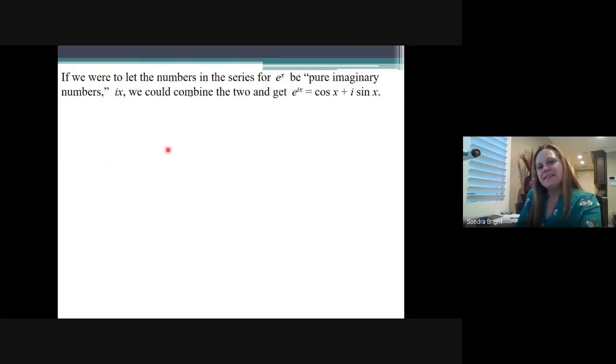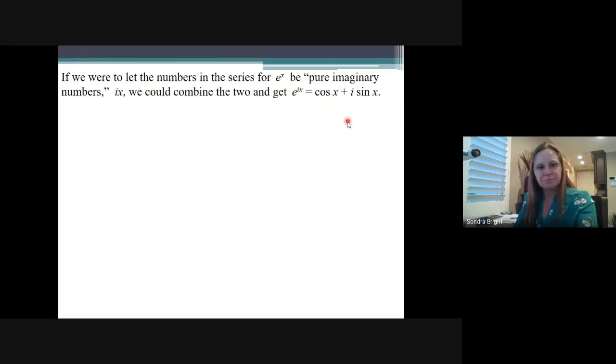If we were to let the numbers in the series for e to the x be pure imaginary numbers, plugging in an ix in here, I'm not going to show you the proof of it. It's actually a very simple proof, but when you plug in an ix and then simplify all the i's using the powers of i, and then group up terms, you'll end up getting that e to the ix is equivalent to cosine of x plus i times sine of x using those power series.